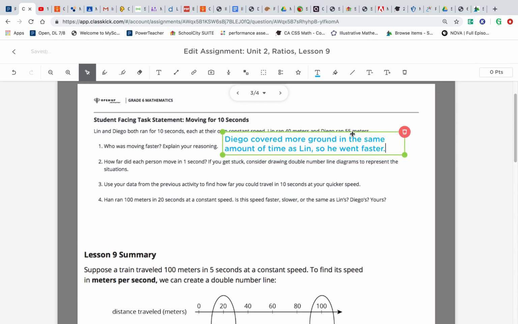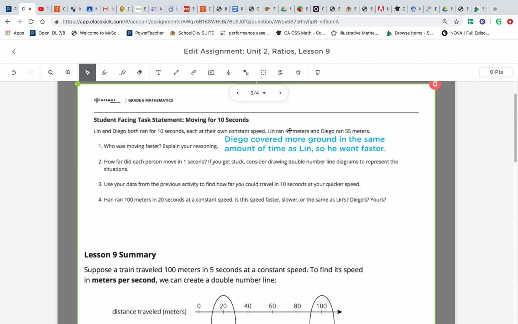so he went faster. All right. For the next item, how far did each person move in 1 second? Okay, so we've done some activities where we find out the cost for one item, right? And so if we want to find out one of something, we're just going to divide it by the number of those things that we are given the information for. So here, we're given the number of meters in 10 seconds. So if we want to find out for 1 second, we're going from 10 to 1, so we're going to divide by 10, which is the same thing as multiplying by 1/10. So if we're going to divide by 10, we need to divide both of these by 10.